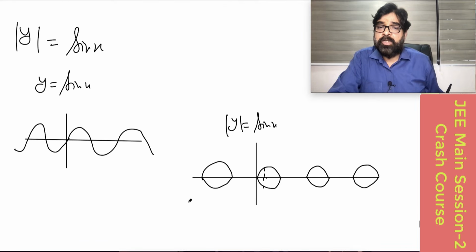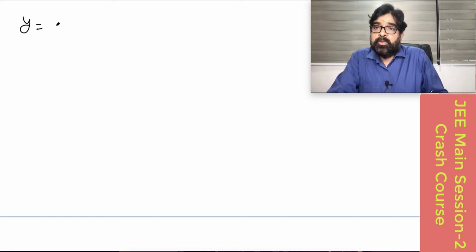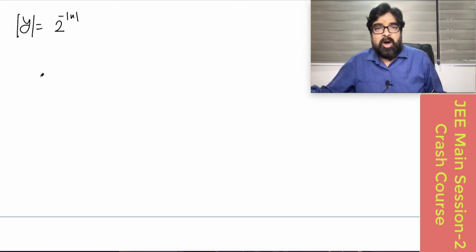One more question you want to see? Okay, let's see. y equal to 2 power minus mod x and mod y here. Suppose this graph, I want to get this graph. So first remove all mod minus. We cannot use it. Sorry, I didn't teach you this method. Okay, I can write this way.